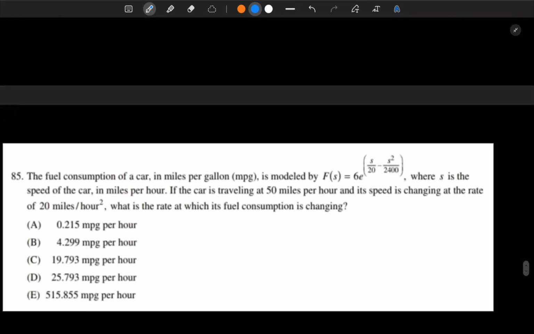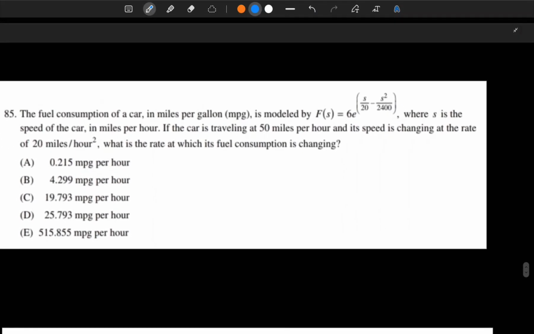Next, the fuel consumption of a car in miles per gallon is modeled by the following, where S is the speed of the car in miles per hour. If the car is traveling at 50 miles per hour and its speed is changing at the rate of 20 miles per hour squared, what is the rate at which the fuel consumption is changing? So the rate at which the fuel consumption is changing is given by miles per gallon per hour, which is why all of these answers are in those units.